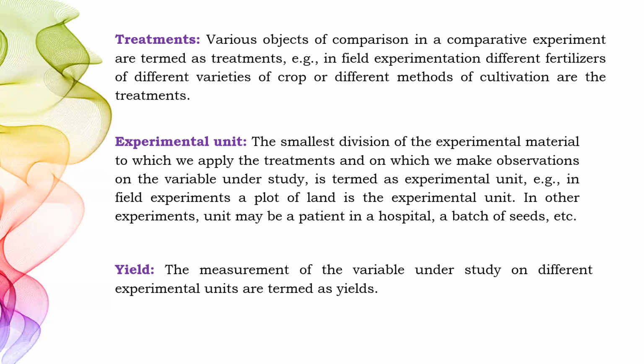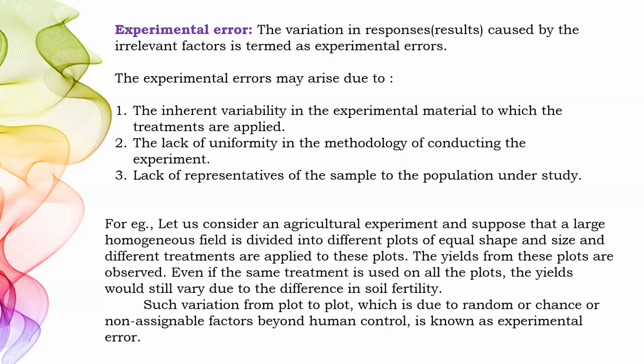Next, we'll see what we mean by yield. The measurements of the variable under study on different experimental units are termed as yields. Next, we'll see what we know about experimental error. The variation in responses caused by irrelevant factors is termed as experimental error.